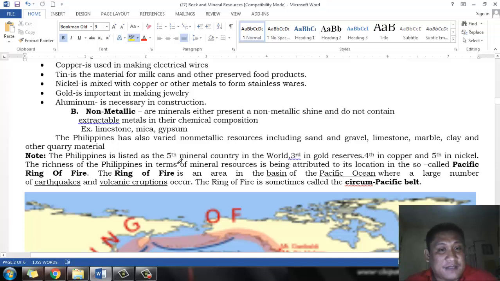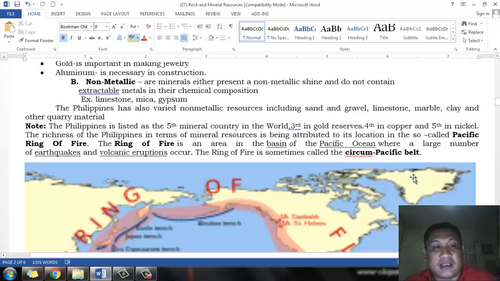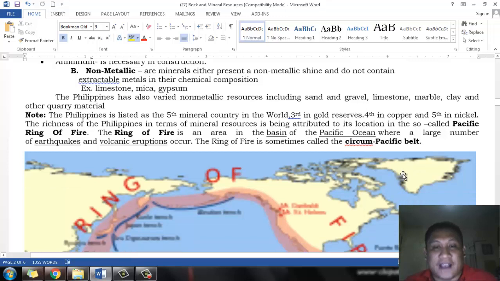So the Philippines is listed 5th mineral country in the world because we have lots of mineral resources. 3rd in gold reserve. Imagine that. Fourth in copper and fifth in nickel. The richness of the Philippines in terms of mineral resources is being attributed to its location. Ano man, nabilong man ta sa, naaman ta sa, gitawag na to Pacific Ring of Fire.